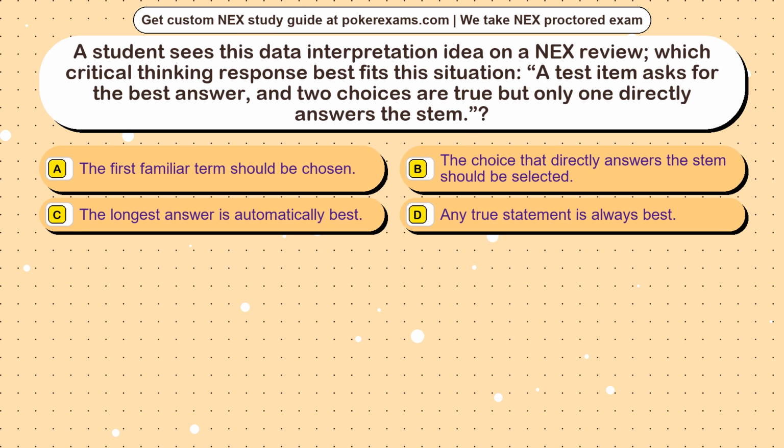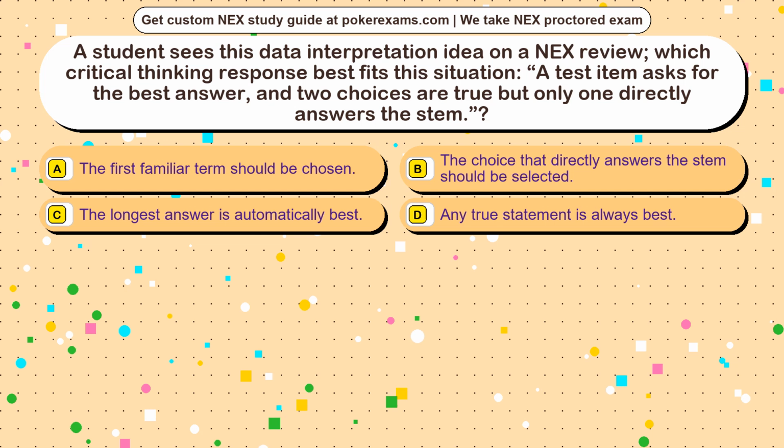Question 10. A student sees this data interpretation idea on a NEX review. Which critical thinking response best fits this situation? A test item asks for the best answer, and two choices are true but only one directly answers the STEM. Option A. The first familiar term should be chosen. Option B. The choice that directly answers the STEM should be selected. Option C. The longest answer is automatically best. Option D. Any true statement is always best.